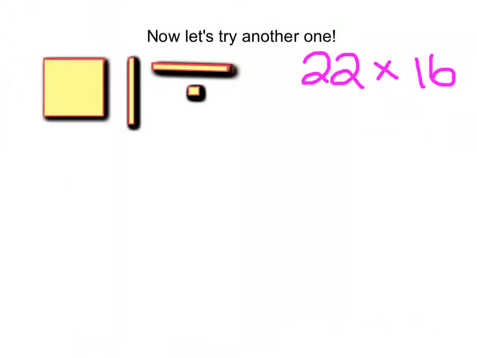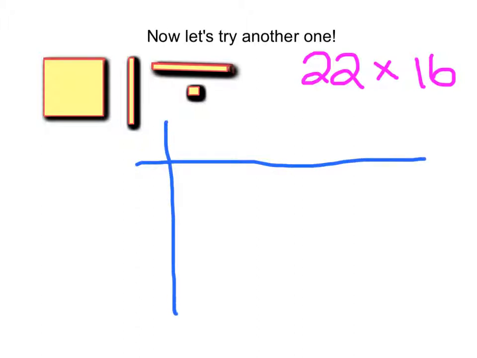So now that you've had some practice, let's try another one. I've written out the problem, so we're working on 22 times 16. We have our base 10 blocks, and the first thing we need to do, if you remember, is draw our array, or draw our lines. I'm doing this just freehand this time, so it won't be quite as neat, but it'll still work.